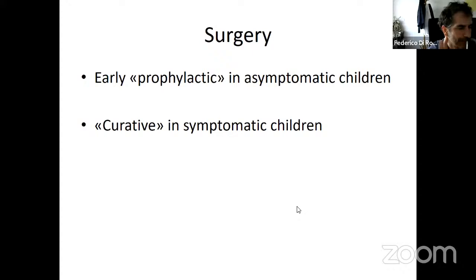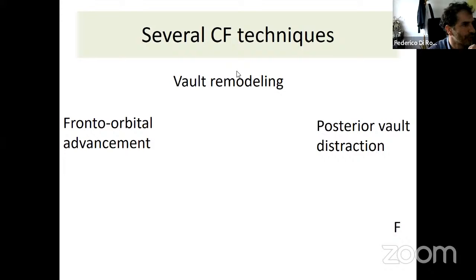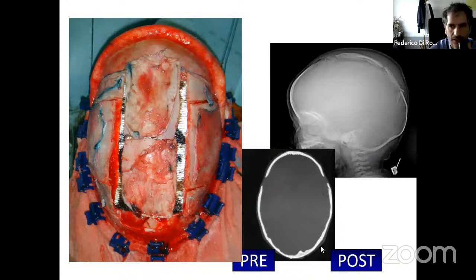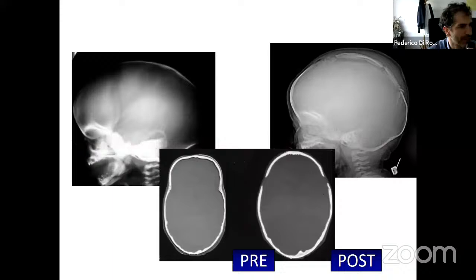And basically, there are two types of strategy. Either you do the surgery as soon as the diagnosis is done in the very young one, asymptomatic, or you do a curative treatment in symptomatic children, sometimes older. So there are several techniques. We are able nowadays, we open the scalp with large incision, and then we can expose completely the dura mater, and reshape as we want the skull in order to obtain the good volume and good shape. So we can correct both the problems of compression and shape.